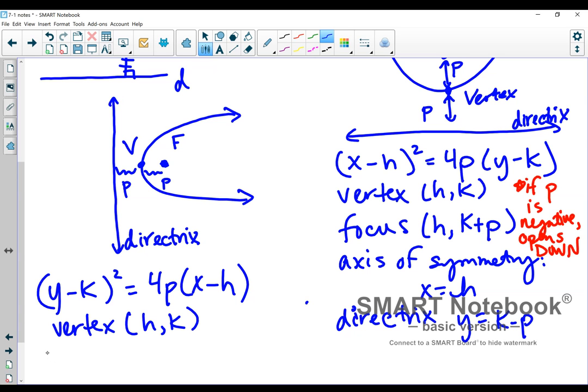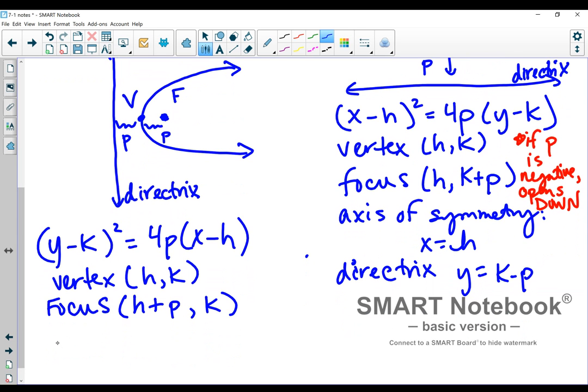My focus this time is going to be to the right of my vertex. So I'm changing that x value. Instead of h, it's going to be (h plus p, k). My axis of symmetry is now a horizontal line. So it will be y equals, and my y value at my vertex is k.